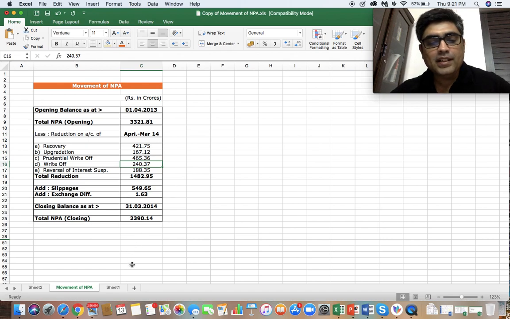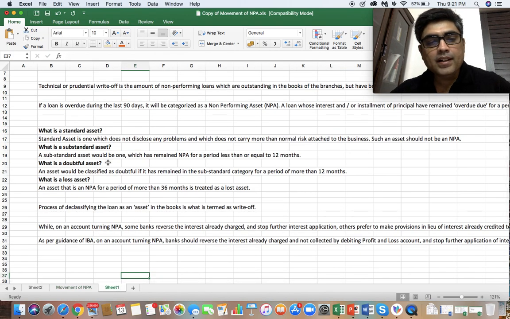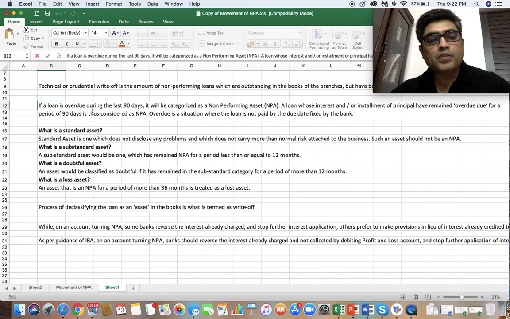But before that, let me just explain a bit in brief how to define NPA and what are the different classifications to it, right? So if a loan is overdue during the last 90 days, it will be categorized as a non-performing asset. A loan whose interest and or installment of principal have remained overdue for a period of 90 days is thus considered as NPA. Overdue is the situation where the loan is not paid by the due date fixed by the bank. So this is when NPA status comes up, right?